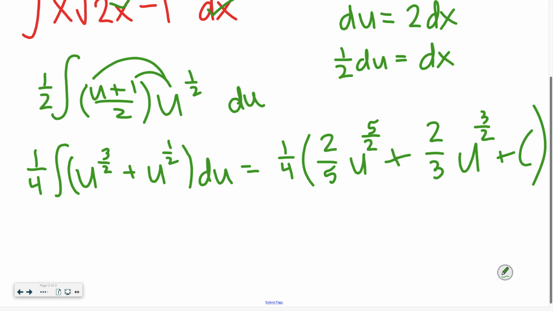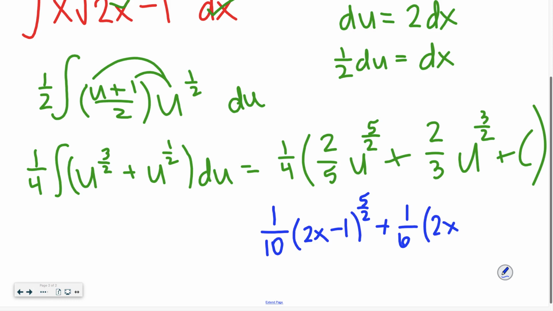So now to write my final answer, I'm going to go ahead and distribute that 1/4 while switching back to being in terms of x. So my final answer, I would write 1/10 (2x minus 1) to the 5/2 plus 1/6 (2x minus 1) to the 3/2 plus c.